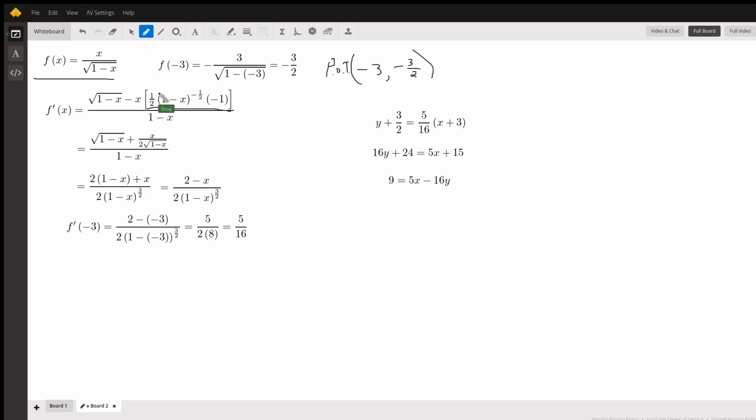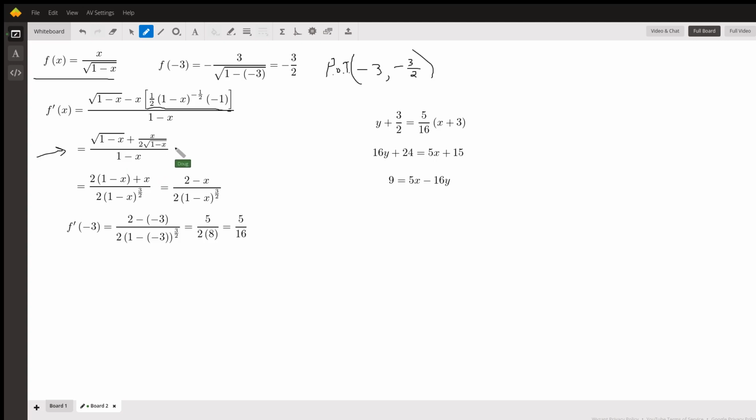We use the power rule, bring the exponent 1/2 down front, reduce the exponent by 1, and multiply by the derivative of the inside. That's the chain rule, over the denominator squared. I can rewrite this term right here. -1 times this minus x gives us a plus x. And then we have a 2 in the denominator, and we can move the 1 minus x to the minus 1/2 to the denominator.